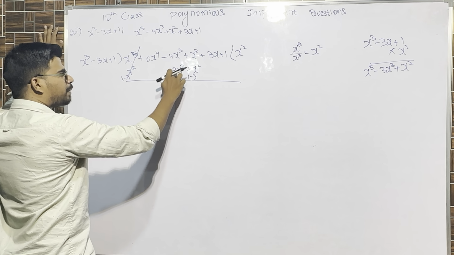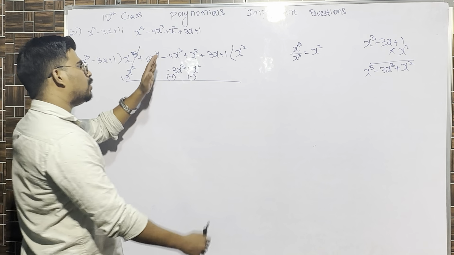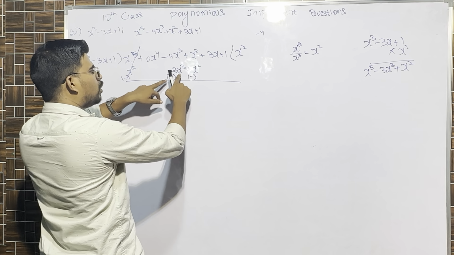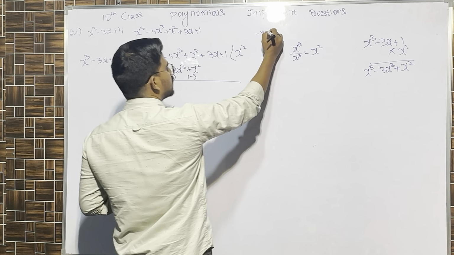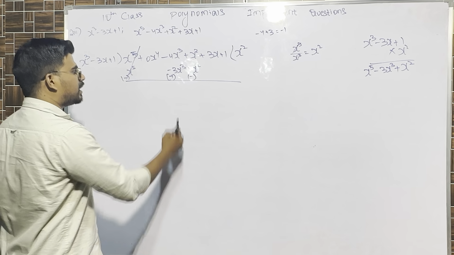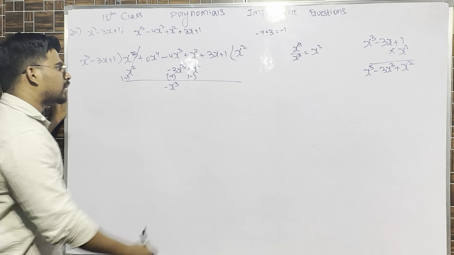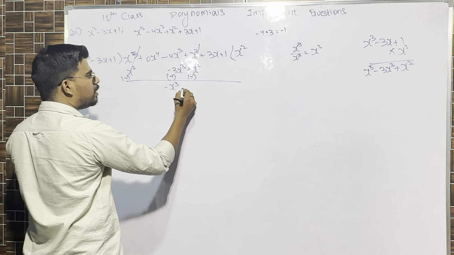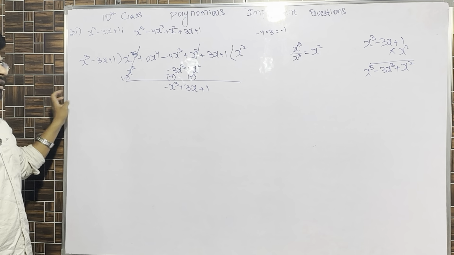Minus 4x cube plus 3x cube. If you are getting confused over here, remove the x cubes aside and look at the coefficients. The coefficient of this is minus 4. The coefficient of this x cube is plus 3, it is not minus 3. Minus 4 plus 3 is nothing but minus 1. Minus 1 x cube is nothing but minus x cube. So plus x square and minus x square get cancelled. Minus x cube plus 3x plus 1.